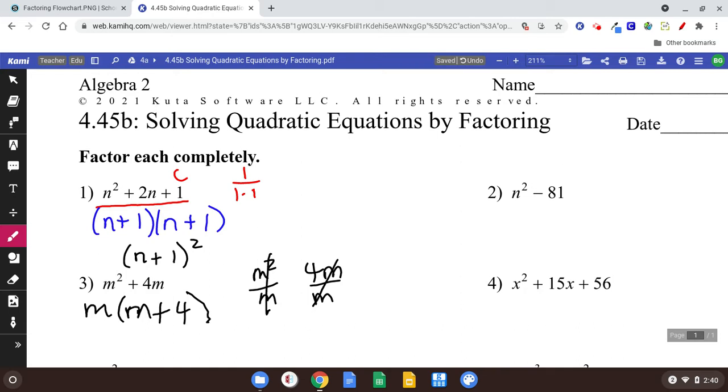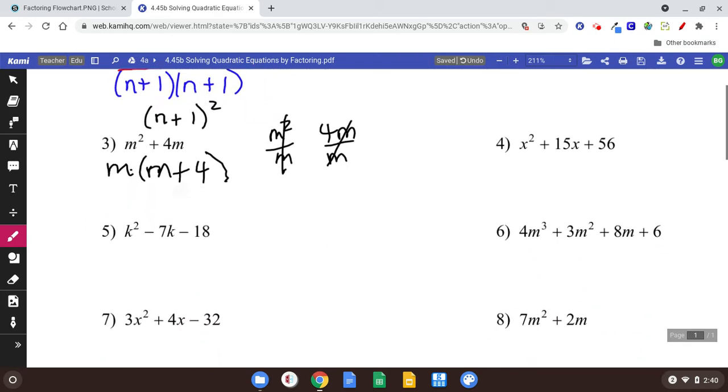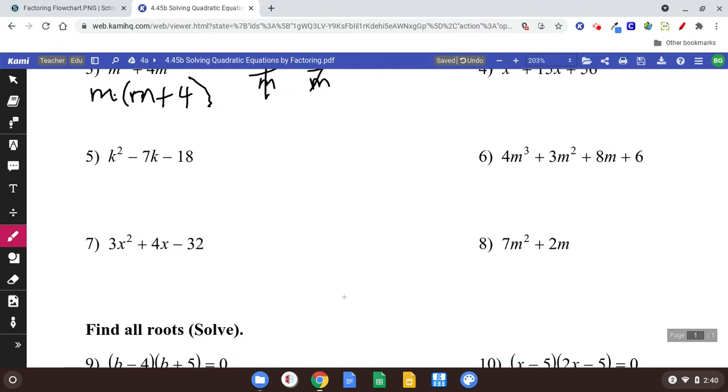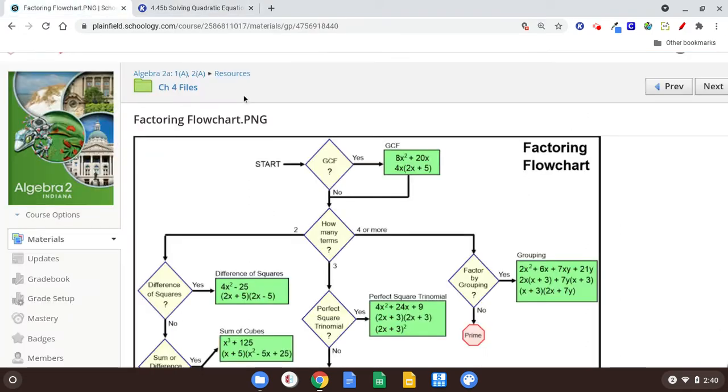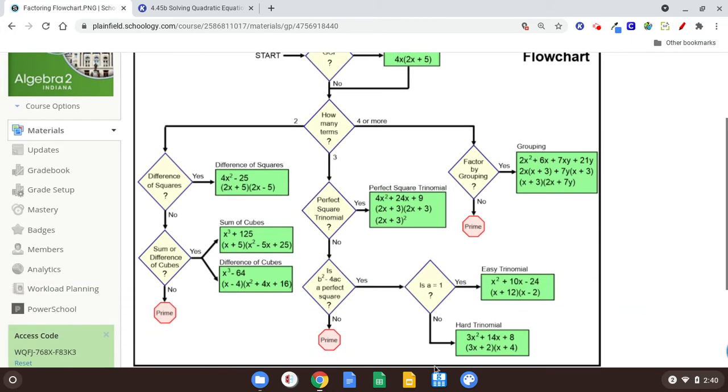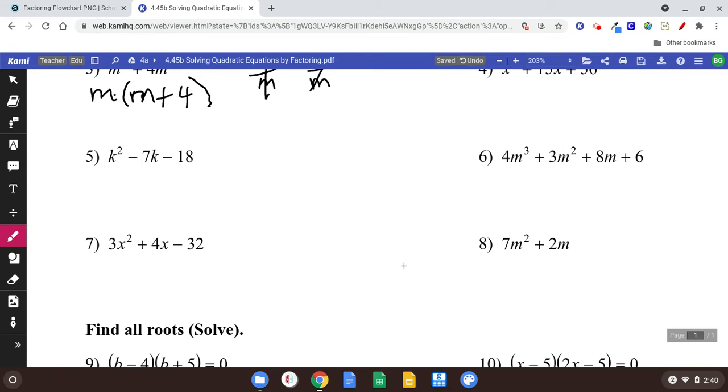When they say factor, remember, factor means write it as a multiplication. We've got the factor m times the factor m plus 4. Next one. I look for a GCF. No. How many terms? 3. It turns out this is another easy trinomial. A equals 1, meaning this coefficient in the front is 1.